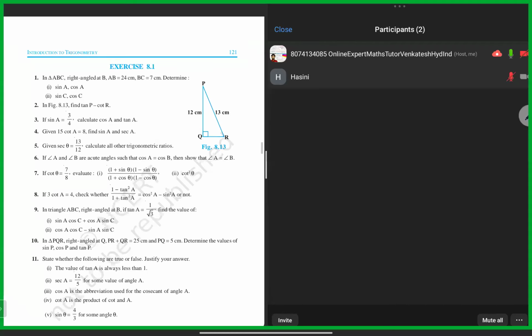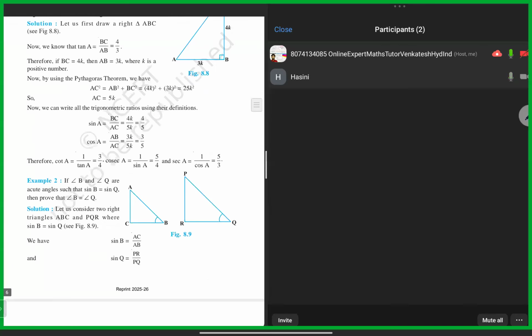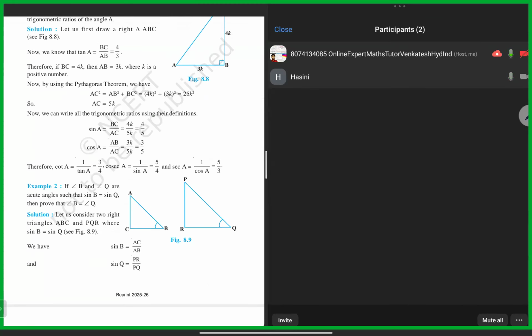This chapter of trigonometry completely uses the right angle triangle in all the possible ways, Hasni.